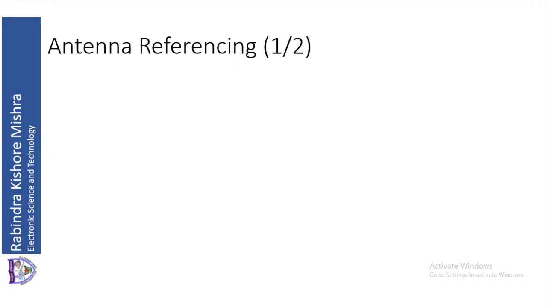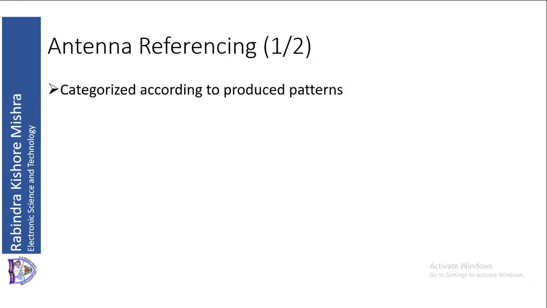Now we'll be categorizing antennas. This is called antenna referencing, or let us categorize antennas according to the pattern of the antenna. So if the antenna is producing a particular type of pattern, then we'll classify the antenna. Let me give you some examples. First example which comes to mind is the isotropic antenna.